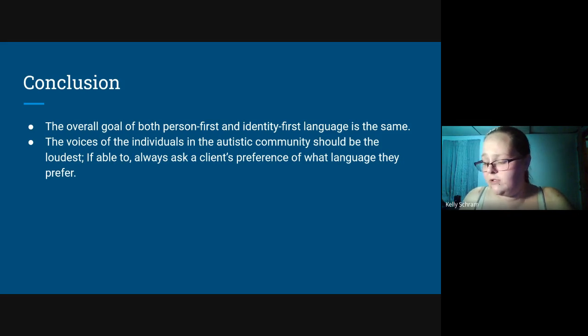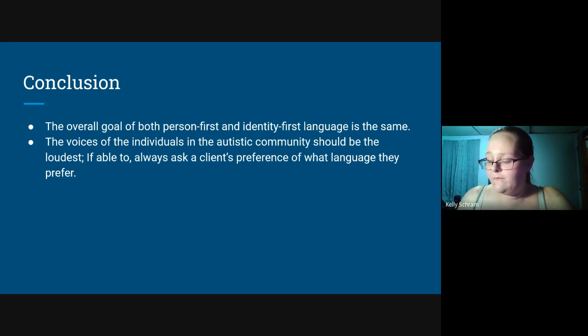This means they must change with the times by looking at the community in which they are serving and what most of that community prefers. Ideally, asking the client would be the first plan of action. However, sometimes that's not possible. In these circumstances, ABA professionals should be consulting the client's stakeholders as well as the overall view of the autistic community at the present moment.